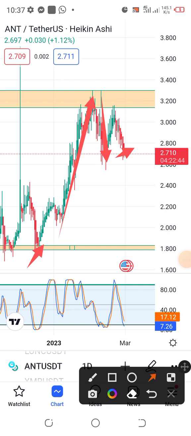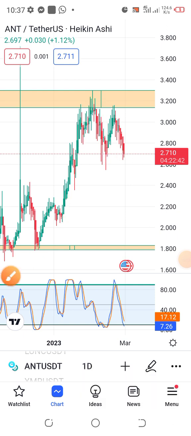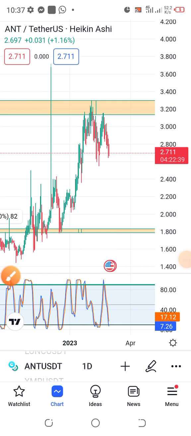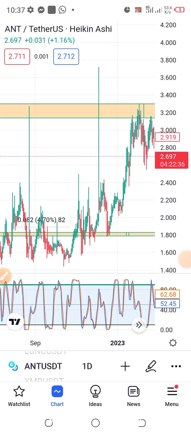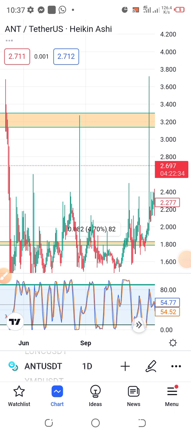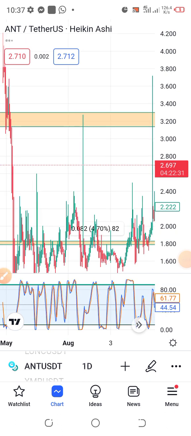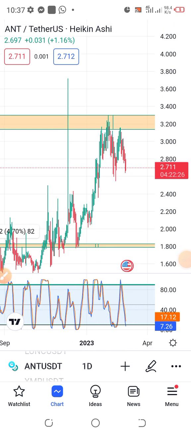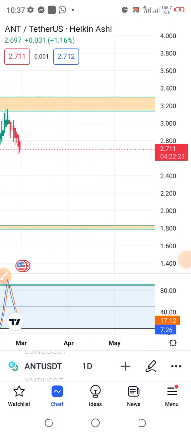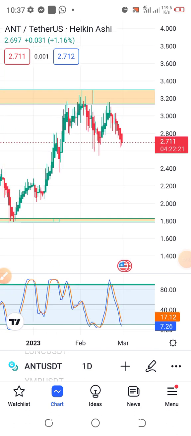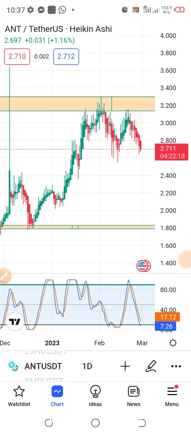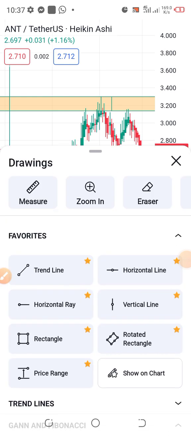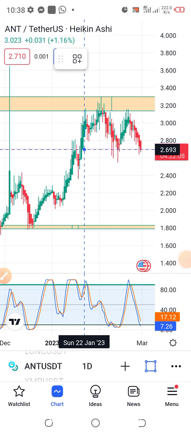So if it breaks support and resistance, it forms another support and resistance. So after doing that, you must make sure that you also find another point. For example, this is also another good support here, where the candle stopped here, and then it did what? It stopped where the body closed.